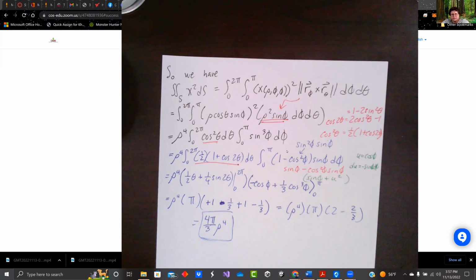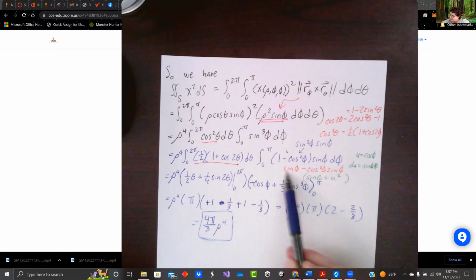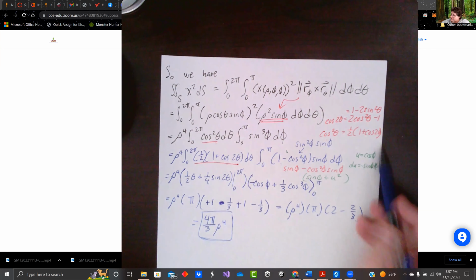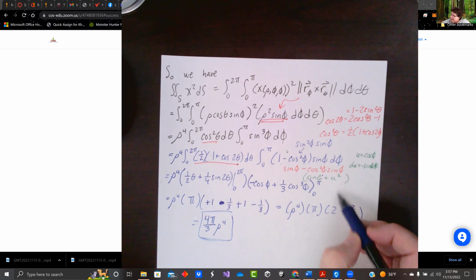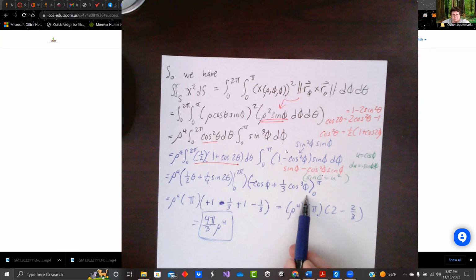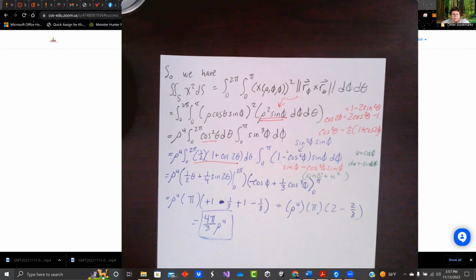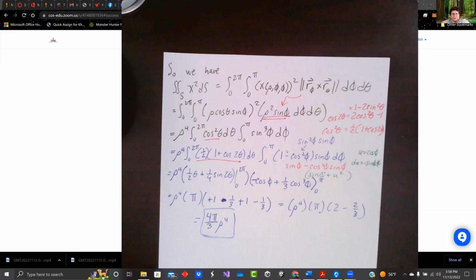And so going forth, we've got 1 times that is sine phi. And then we've got negative cosine squared phi times sine phi. You do a u-sub on the cosine phi. And when you're done integrating, you're going to get these at these limits. Please make sure you get them when you do it. And when you're all done, you should get 4 pi over 3 times rho to the 4th.